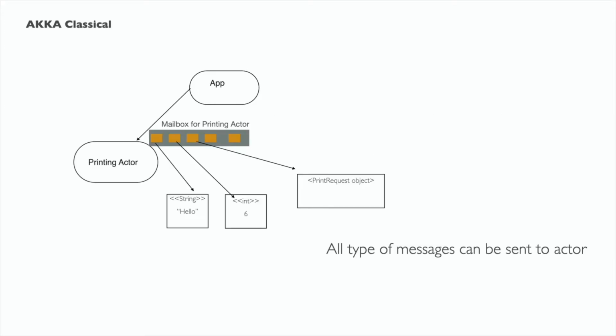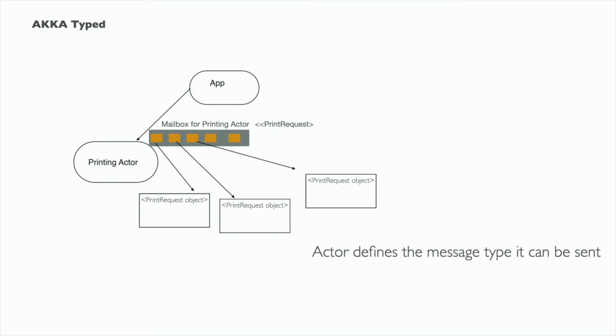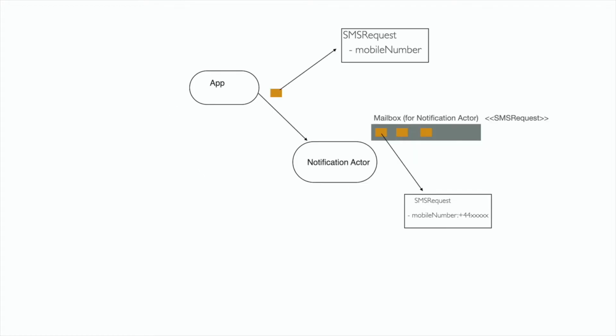AKKA classical actors don't restrict what we can send to an actor's mailbox. We can send any object type, string, integer, custom objects. With AKKA classical, you will check the incoming message type in the actor and do the implementation based off the incoming message type. With AKKA typed, you have to specify a type for the actor. Only that type of messages can be sent to the actor, nothing else. This is what we will start to implement in a second.